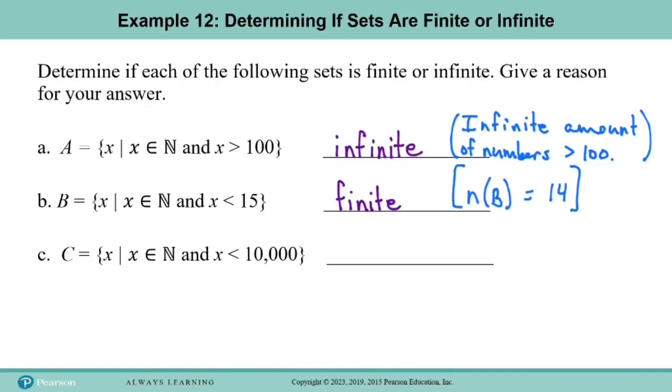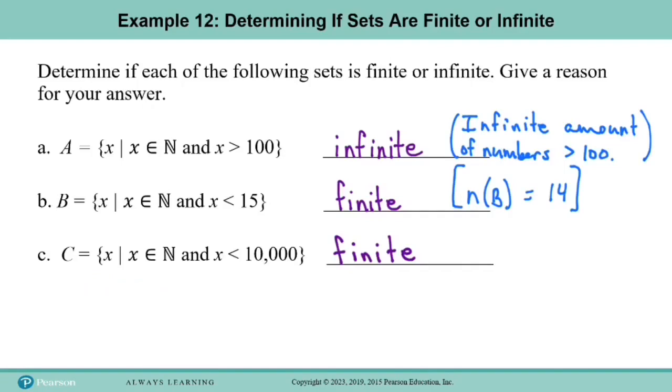And since 14 is a natural number, that set is finite. For part C, we have the set C is equal to the set of all elements x, such that x is an element of the natural numbers and x is less than 10,000. Now this set has a lot more than 14 elements.